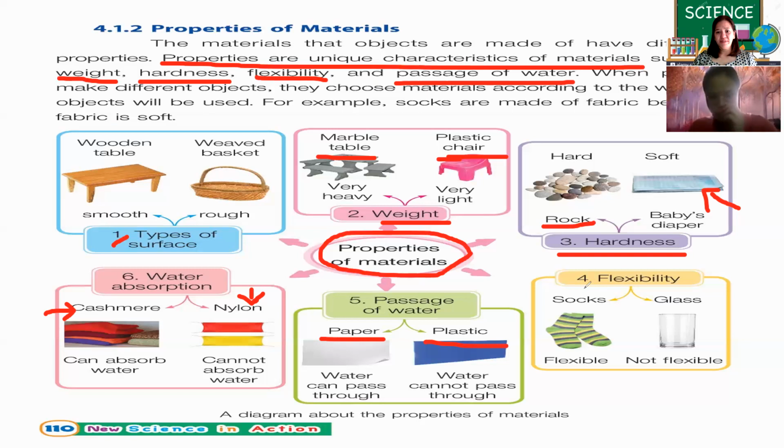Okay, we have here flexibility. Flexibility means if you can stretch. Example, socks made of flexible fabric. It is flexible, so you can stretch it. And it is soft. While we have the glass. Glass is not flexible unless it will be heated very hot. Which we only use that way when we are creating another kind of glass.